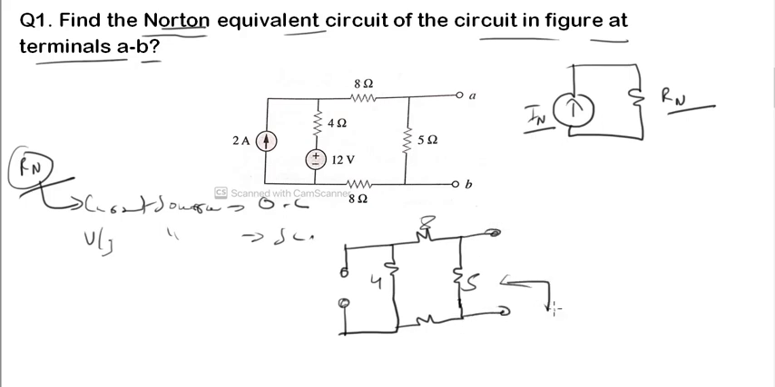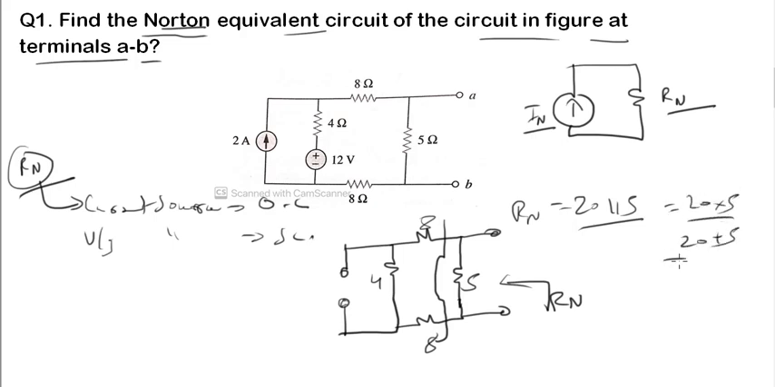Now we have to calculate RN. You can see 8, 4 and 8 are in series. 8 plus 4 plus 8 will be 20, and 20 is connected in parallel to 5. Therefore RN is equal to 20 parallel 5, which is 20 into 5 upon 20 plus 5. 20 into 5 is 100, 20 plus 5 is 25, and 100 upon 25 is 4 ohm. The Norton resistance comes out to be 4 ohm.